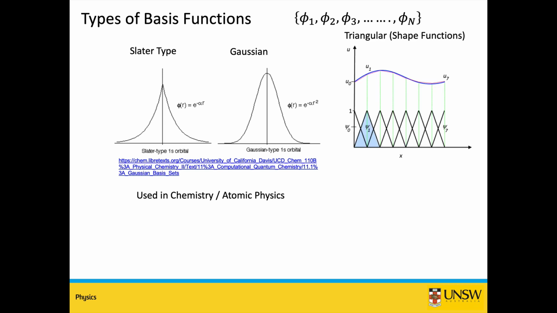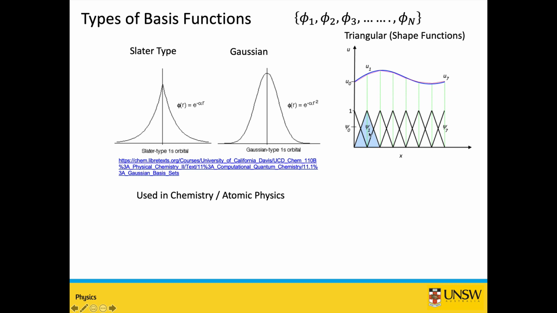But you can choose any type of basis functions. Over here, I show triangular basis functions. These are also called shape functions. They have particular shapes associated with them. And note here that each of these basis functions has a value of 1 at the node. The grid points are also called nodes. And they go to 0 at the adjacent nodes or adjacent grids.